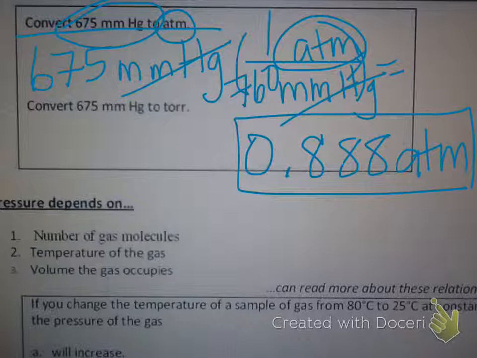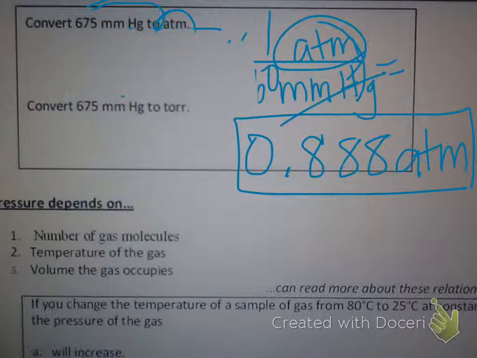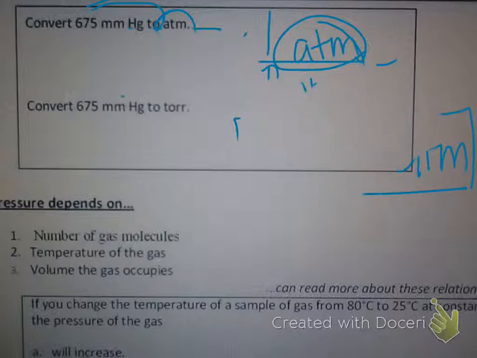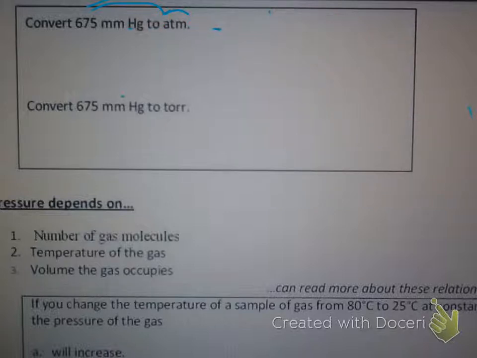Alright, that sounds about right, because 1 atmosphere is 760. It's a little less than 760, so it's a little less than an atmosphere. So always make sure your answer makes sense. You don't want it to not make sense. Okay, alright, so let's do the next one. So the magic number is, if you're converting to atm, divide by 760.